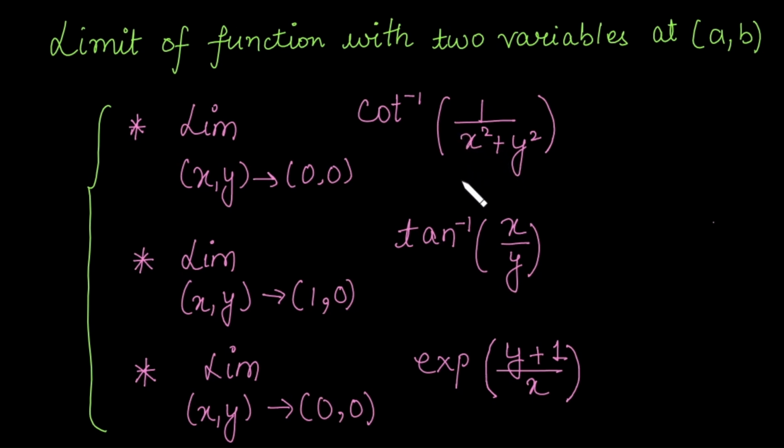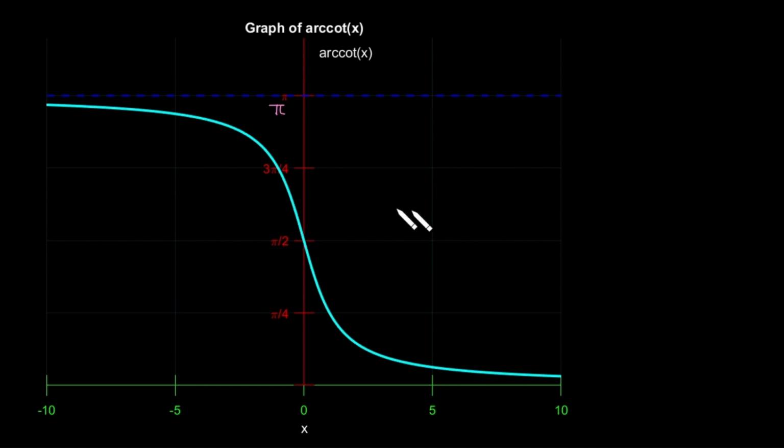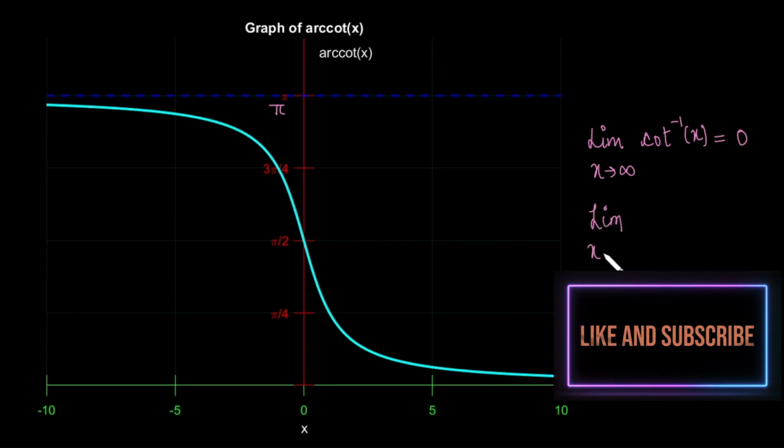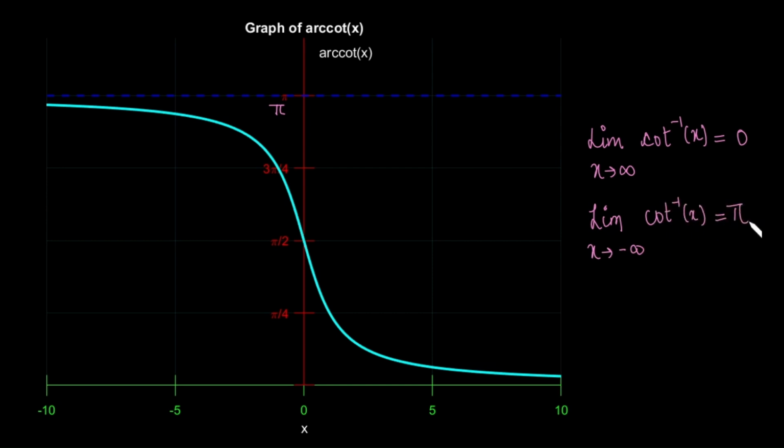Let's learn that concept, but before that we will learn the graphs of cot inverse and tan inverse. Here we have the graph of cot inverse x. As you can observe, this graph is bounded between 0 and pi. As x tends to infinity, this graph tends to 0, whereas as x tends to minus infinity, on the negative side, this graph tends to pi. Limit x tends to infinity, cot inverse x is equal to 0, whereas limit x tends to minus infinity, cot inverse x approaches pi.